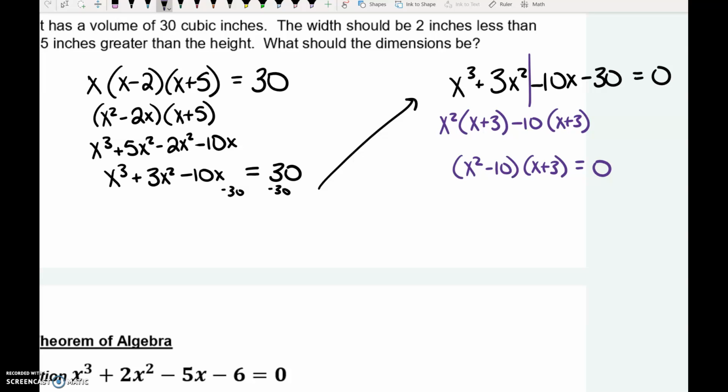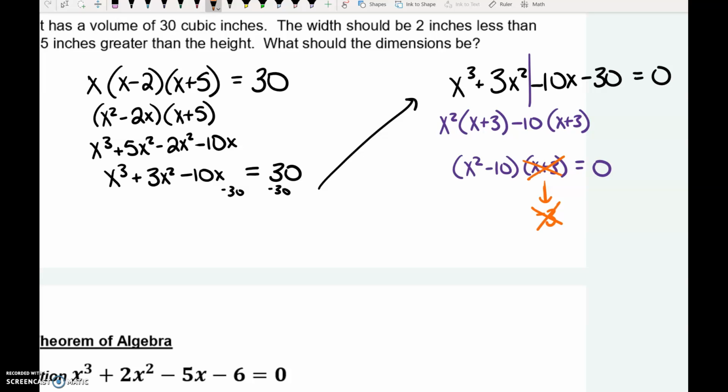Okay, the main reason that we give you this problem is because sometimes we need to think about what these x-intercepts, what these solutions, what these zeros really mean. X plus 3 would give us the solution x equals negative 3. Can that box have a dimension of negative 3 inches? No, so that's not a real world answer. So we're going to ignore that part of our answer.